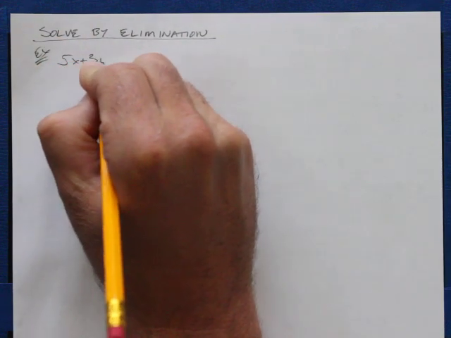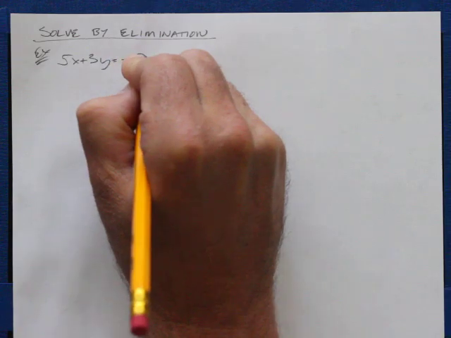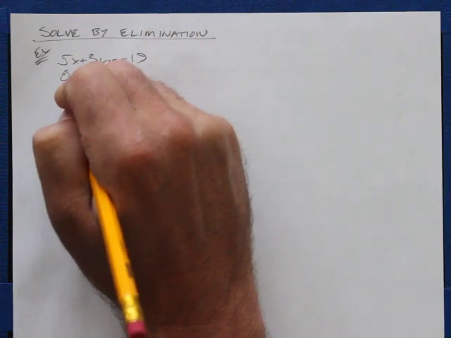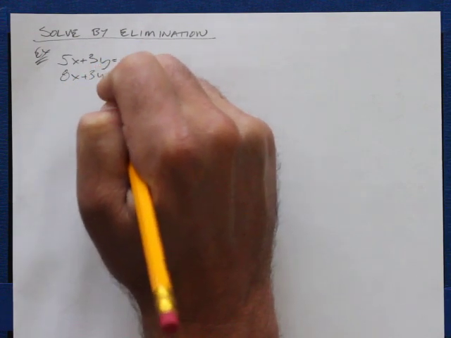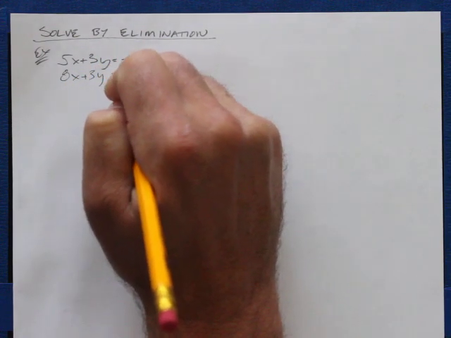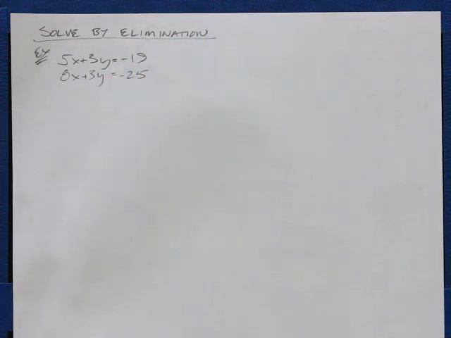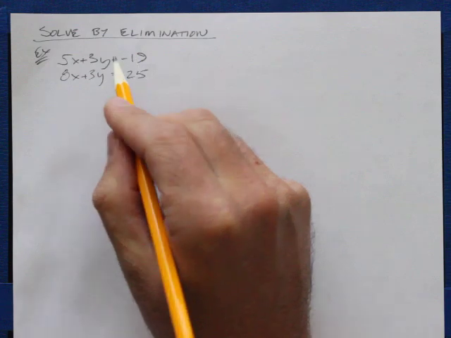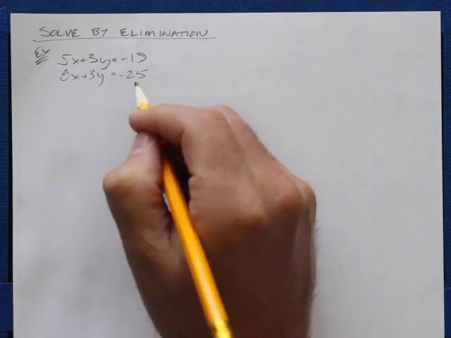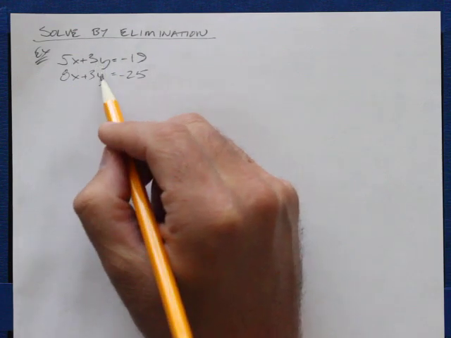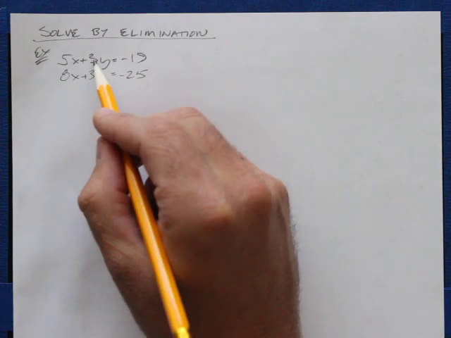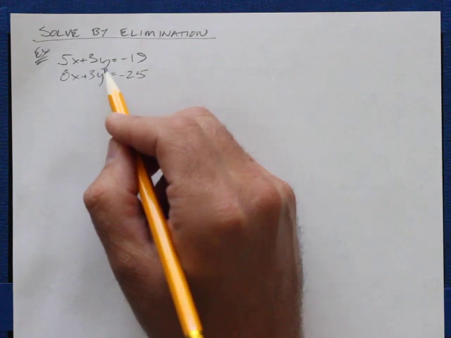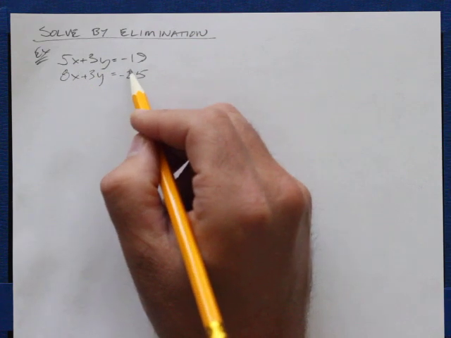5x plus 3y equals negative 17. I mean, it's negative 19, sorry. And 8x plus 3y equals negative 25. Okay, so now elimination, we're going to use adding and subtracting here. And we look to see what coefficients, the number next to the variable, can we eliminate, or what terms we can eliminate.